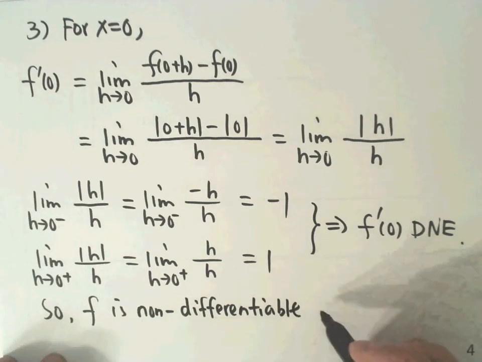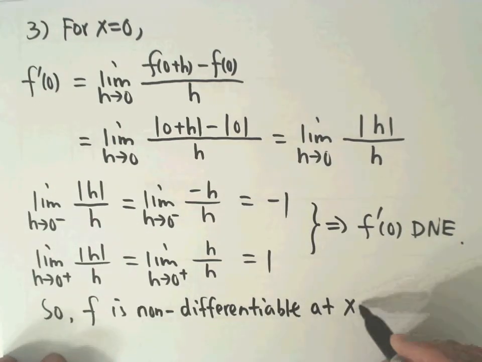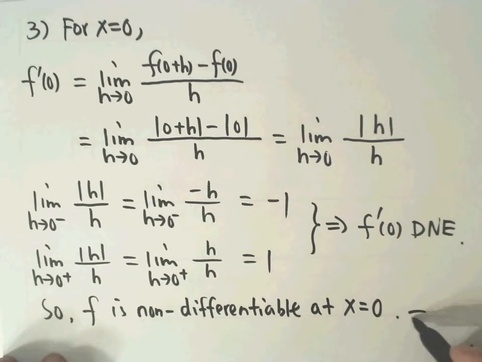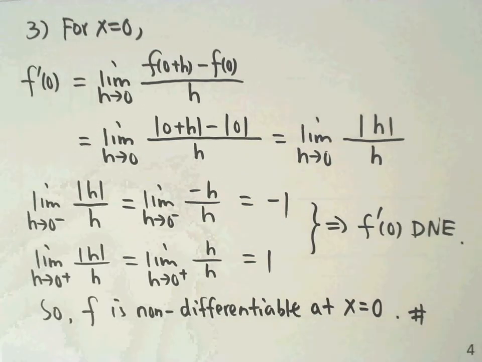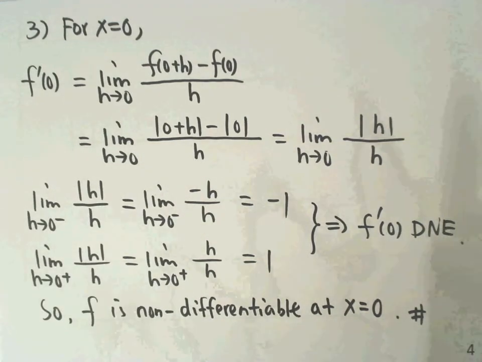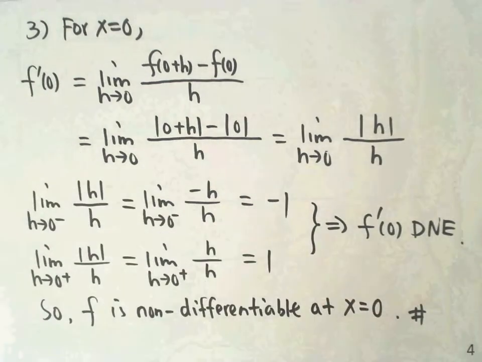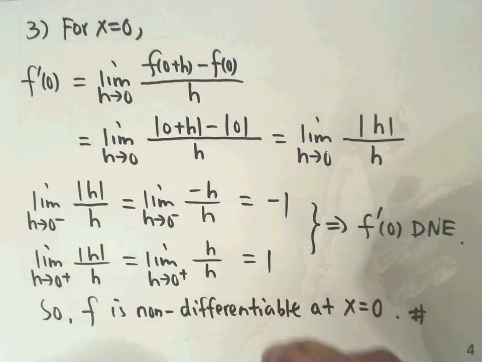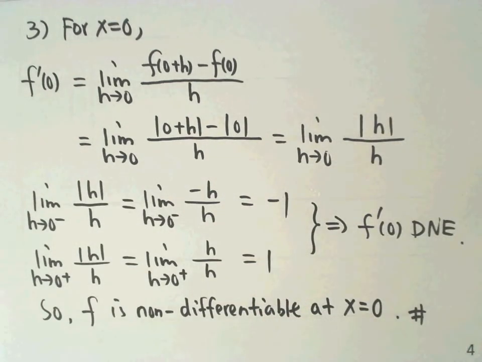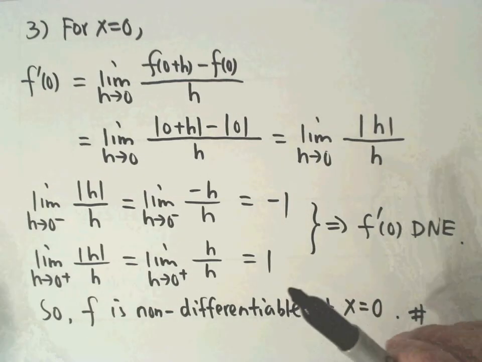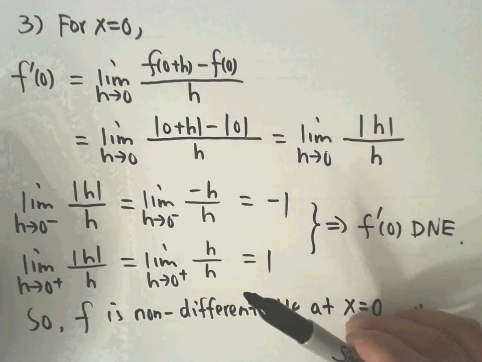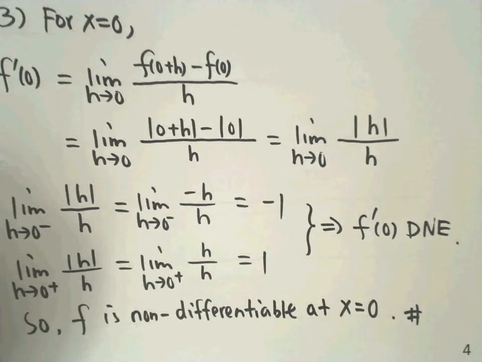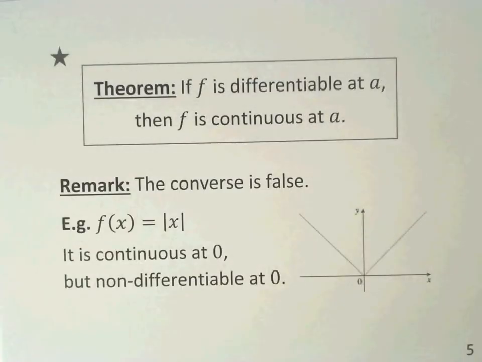Differentiable at x equals 0 or at 0. Okay, so these are the 3 parts. Now you know the left is differentiable, the right only x equals 0 is non-differentiable. And later we will go back to this example. You will see what is the meaning of non-differentiable or differentiable.